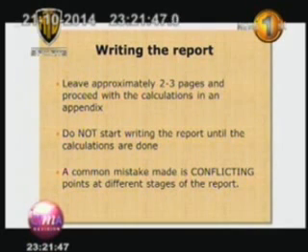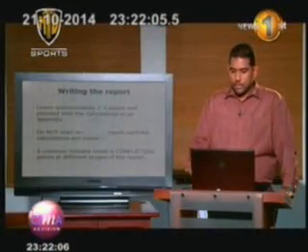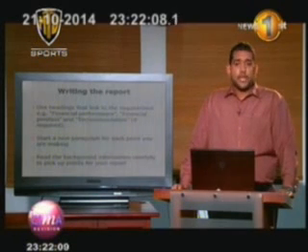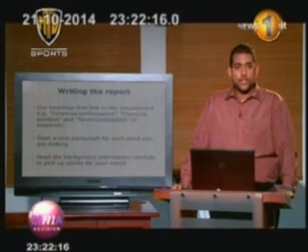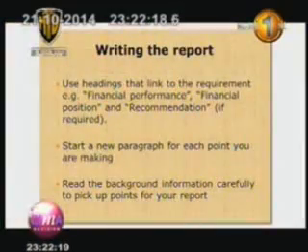Normally, a common mistake made by most students is that they write conflicting points. In one place they write good about the company, and then they use the same ratio to talk about the bad of the company. That is not something that you should be doing. Conflicting points are not going to attract any marks for you. Then use headers, use headings to link the requirement to your final answer. For example, have a section for financial performance, financial position, and a section for recommendations if it is required. This is quite easy for the examiner also when you break it down into performance, position, and recommendations.